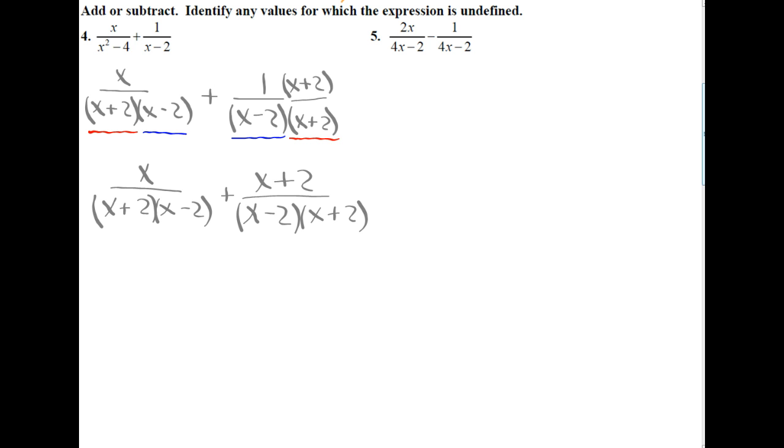Okay, so now the denominators match, so I can go ahead and take the numerators, and I'm going to add x to x plus 2. And a common mistake I'll see here every once in a while is that when someone adds x plus x, they'll write it as x squared. And that would actually be multiplying. So x plus x, it helps if you put a number in front of there. 1x plus 1x is 2x plus 2 all over x plus 2 times x minus 2.